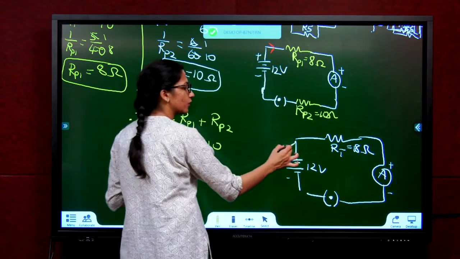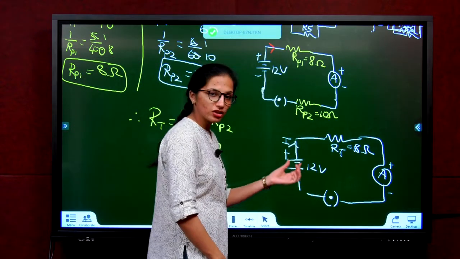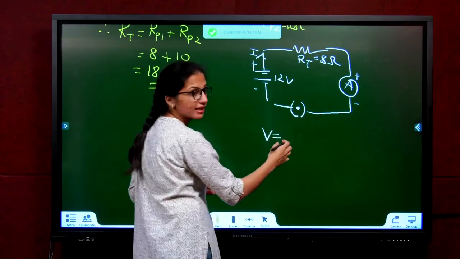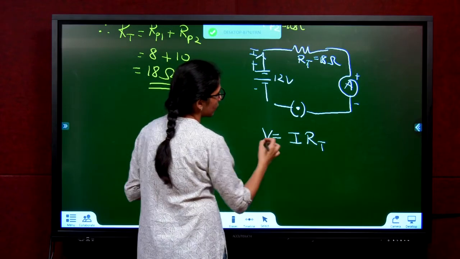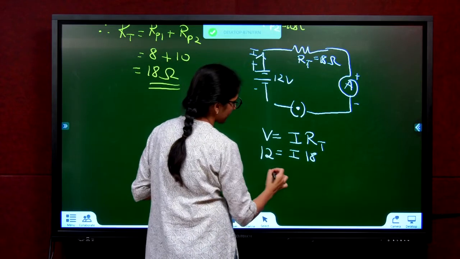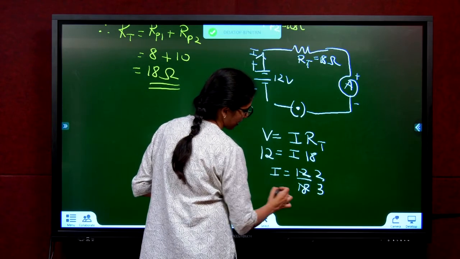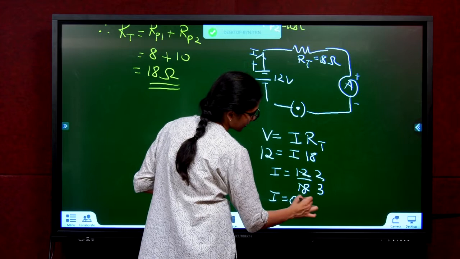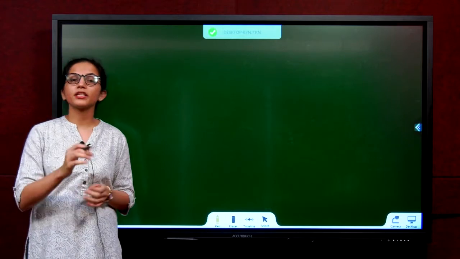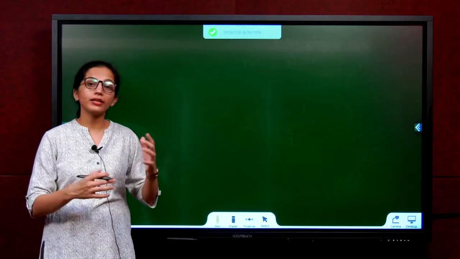Now, can I find the total current in the circuit? I know total resistance. I know total voltage. Can I find total current? Yes. So what do we do? Applying Ohm's law, V is equal to I into RT. V is 12. I is the main current, which I don't know. RT is 18. I is equal to 12 by 18, which is 0.66 amperes. That's the total current in the circuit. This particular example told us that we need not have resistors only connected in series or only connected in parallel.